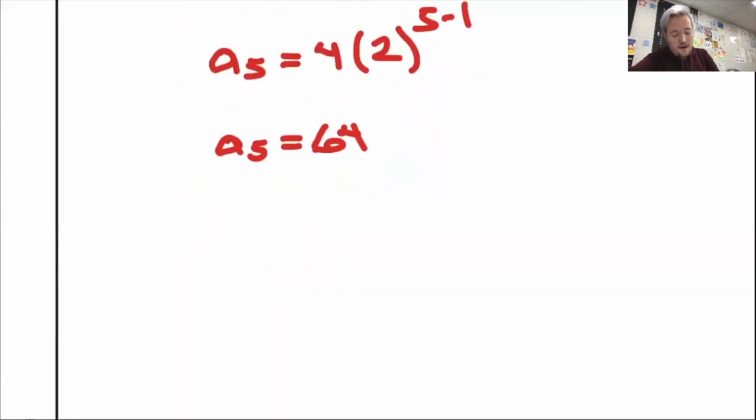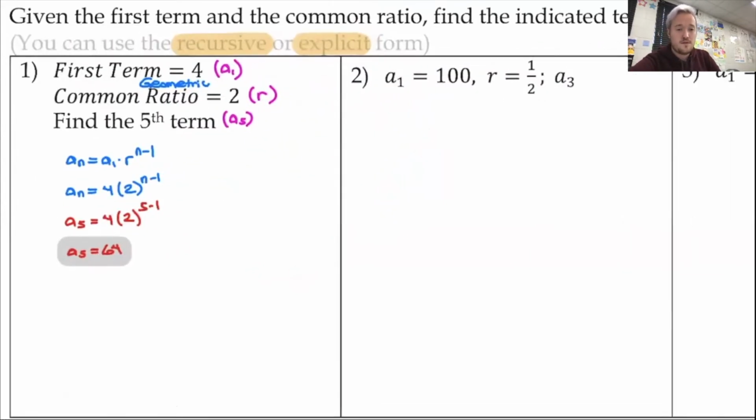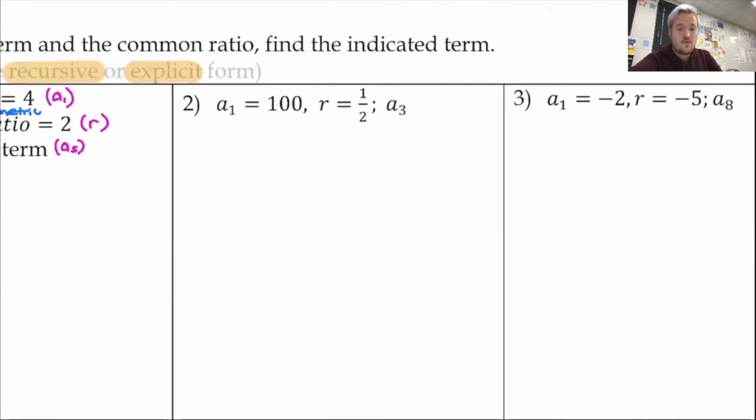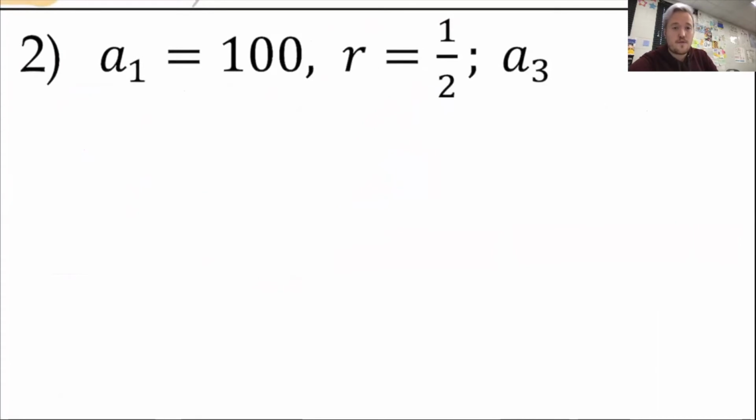So A of 5 is going to equal 64. So this is what your final answer here will be. So the calculator will do the work for you. You just have to set up the equation. That's the only thing here. Okay. Or there's actually another way I just thought of in the calculator that I will show you.